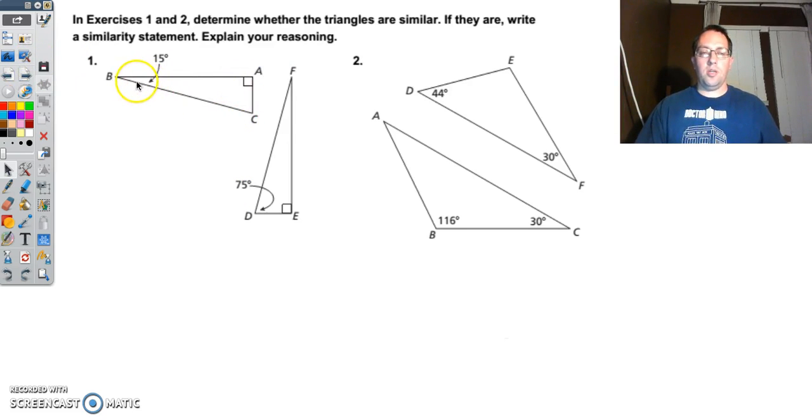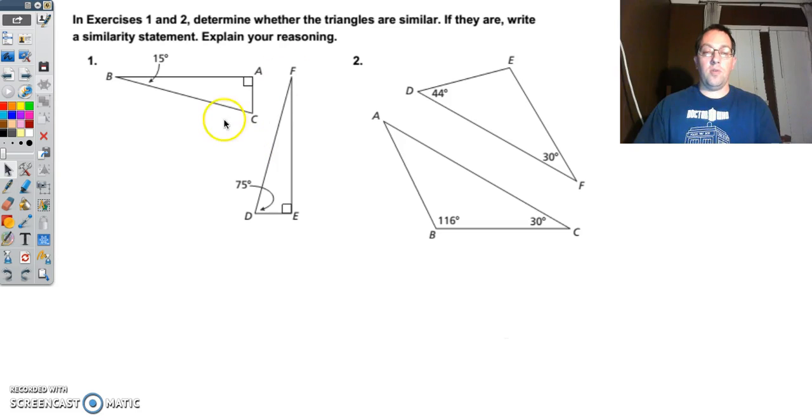So here we go. Triangle ABC, we have a 15-degree angle and we've got a right angle. Triangle EDF, again, we have a right angle, and this one is a 75-degree angle. Now, before, what we would have to do is prove that all three sets of angles are congruent. Now we only need two, because if two of them work, the other one's going to work too. Alright, so we know that angle A is congruent to angle E, because they're right angles. So what we need to do is figure out, is angle B congruent to angle F, or is angle C congruent to angle D?